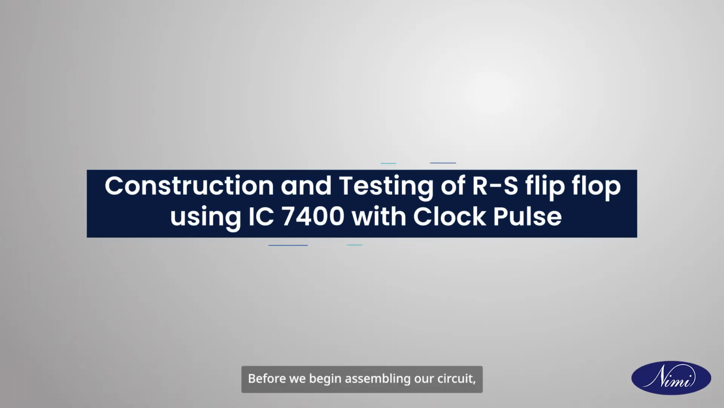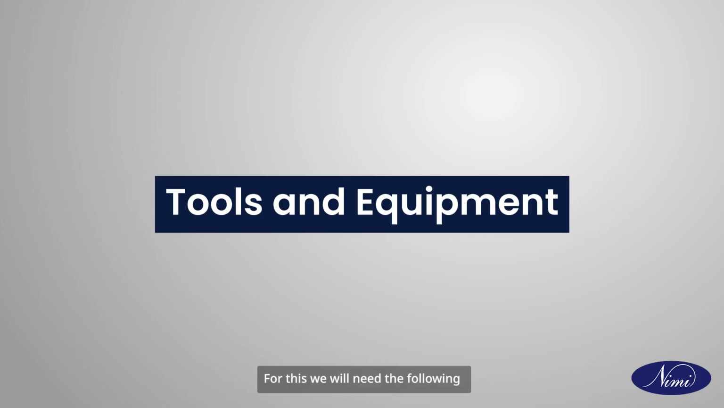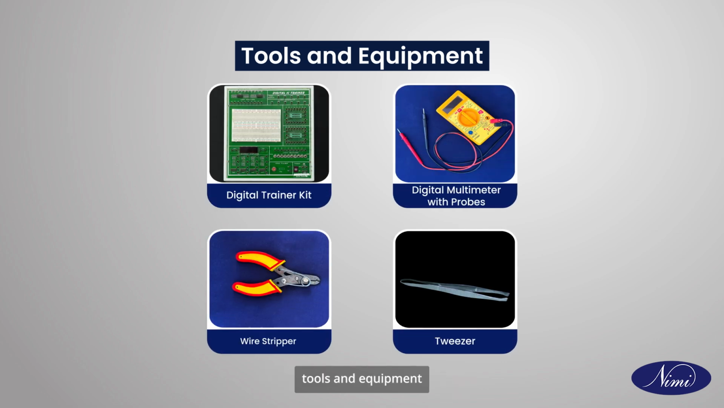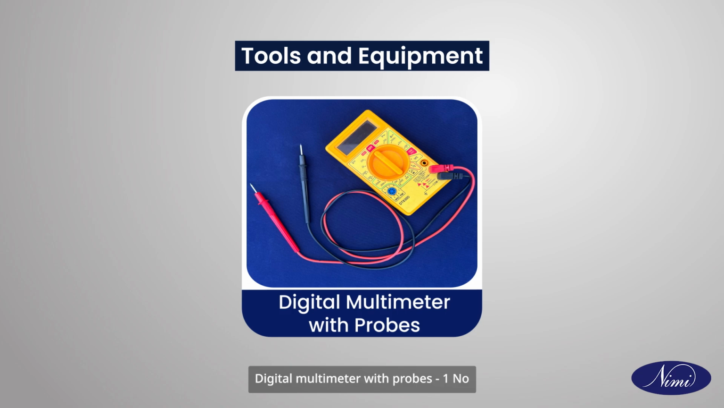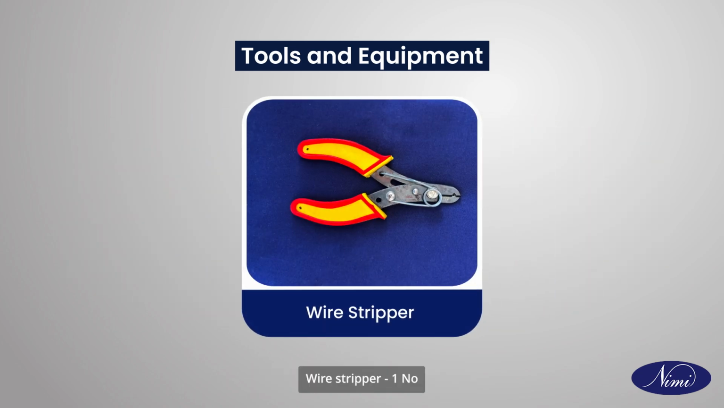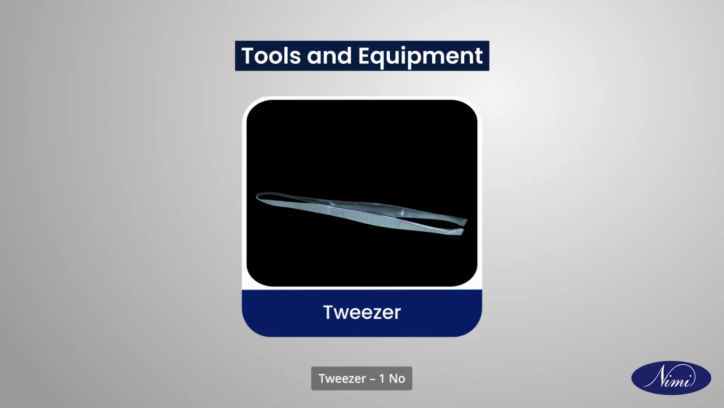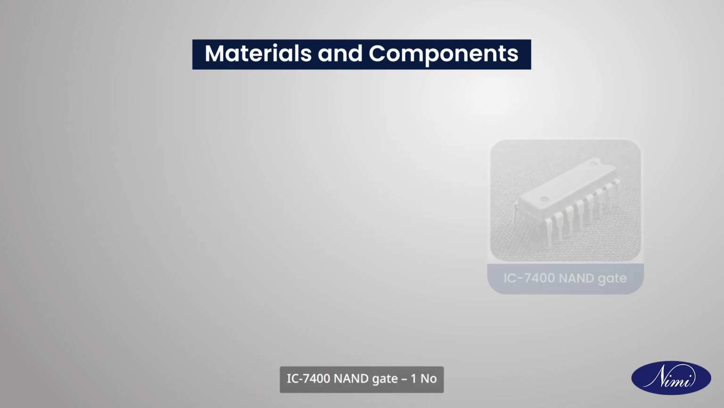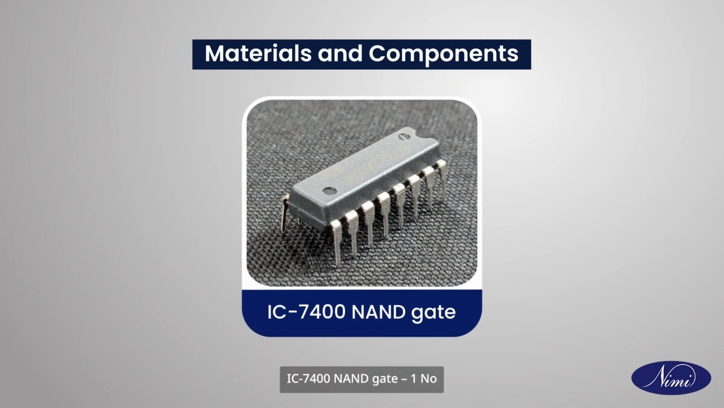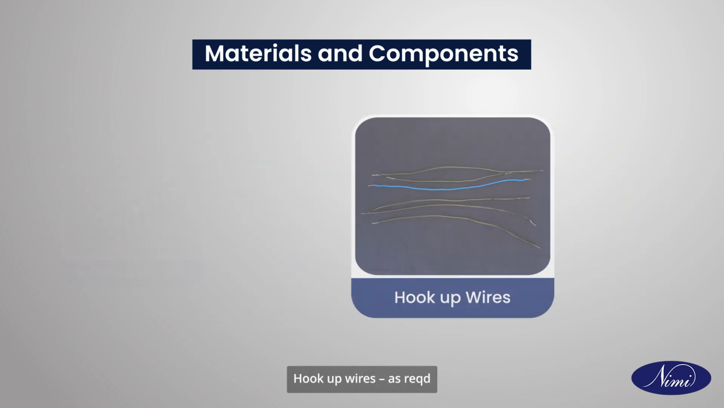Before we begin assembling our circuit, let's ensure we have all the necessary tools, equipment, and materials at hand. For this, we will need the following tools and equipment: digital trainer kit, 1 number; digital multimeter with probes, 1 number; wire stripper, 1 number; tweezer, 1 number. We will need the following materials and components: IC 7400 NAND gate, 1 number; hookup wires as required.